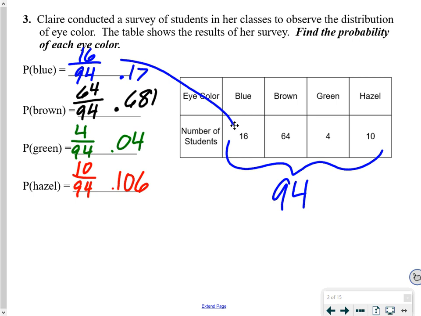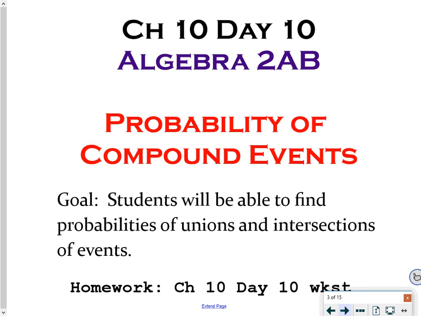All right, so let's get into the meat of the lesson, which is going over probability of compound events. We're going to find probabilities of what's called unions and intersections of events. And we'll talk about what that means in just a second. Your homework is the Chapter 10, Day 10 worksheet. And like always, if you have any questions, you can email me.